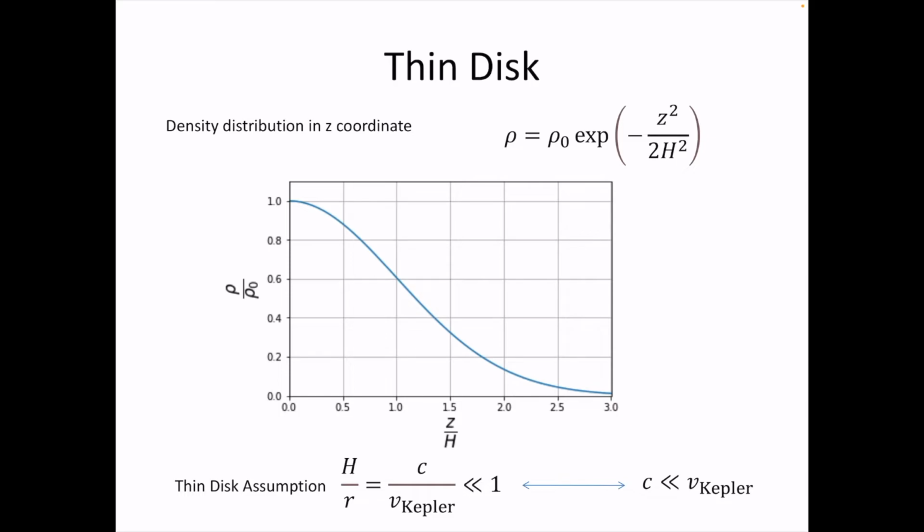Then we'd like to estimate the ratio of the scale height over the distance from the protostar. H is expressed as c over omega sub k. So r omega sub k is expressed as v sub Keplerian, the Keplerian velocity. The thin disk approximation indicates the sound speed is much slower than the Keplerian velocity. So in the accretion disk, sound speed is much slower than the Kepler velocity.